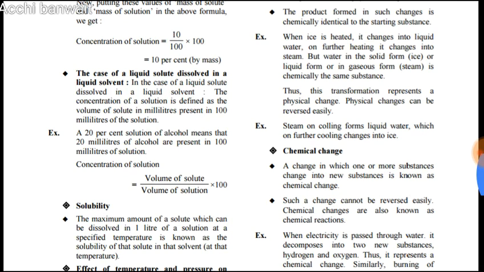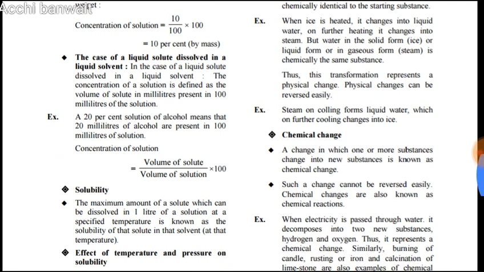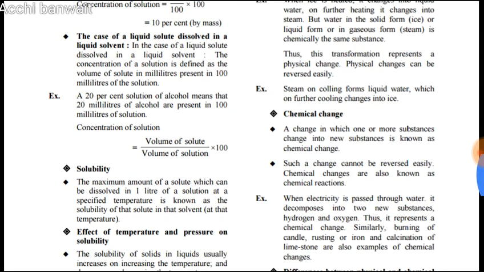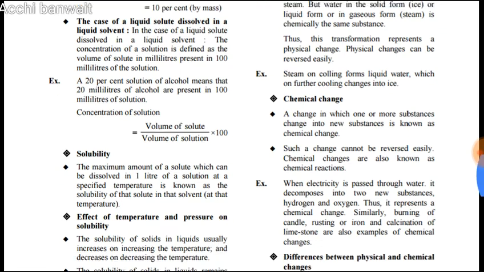In the case of a liquid solute dissolved in a liquid solvent, the concentration of a solution is defined as the volume of solute in milliliters present in 100 milliliters of solution. For example, a 20% solution of alcohol means that 20 milliliters of alcohol are present in 100 milliliters of solution. So the concentration of solution is equal to volume of solute upon volume of solution into 100.